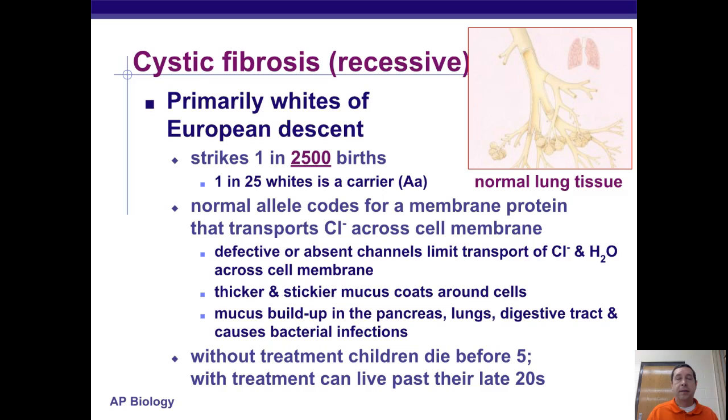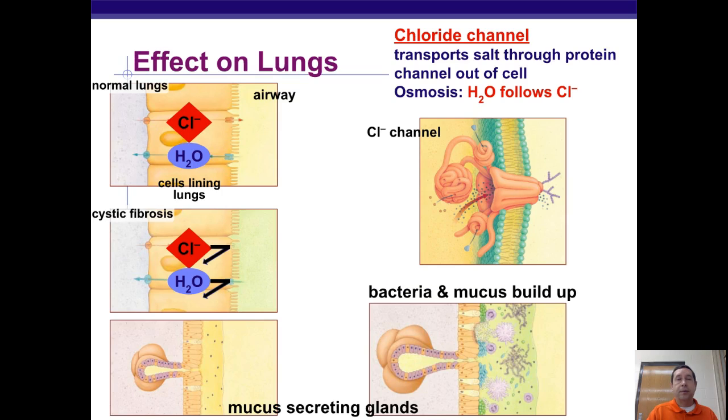So with this disease, there's a gene that codes for a membrane protein that transports ions across the cell membrane. If it's defective, it results in thicker, stickier mucus that coats the cells in the lungs and the digestive tract, causing bacterial infections, difficulty breathing, pneumonia. Without treatment, the children are almost certain to die before they reach 5. With treatment, they can live past their late 20s, and we're getting even better at this, and people are living longer and longer with cystic fibrosis.